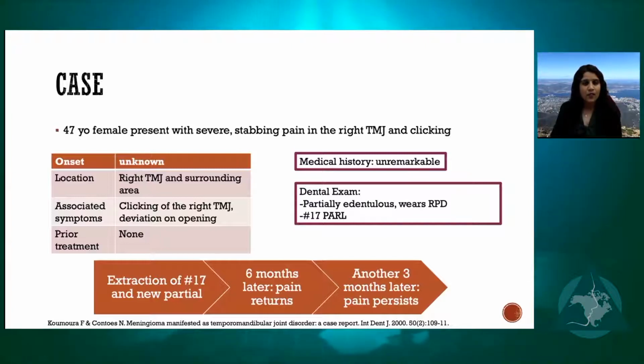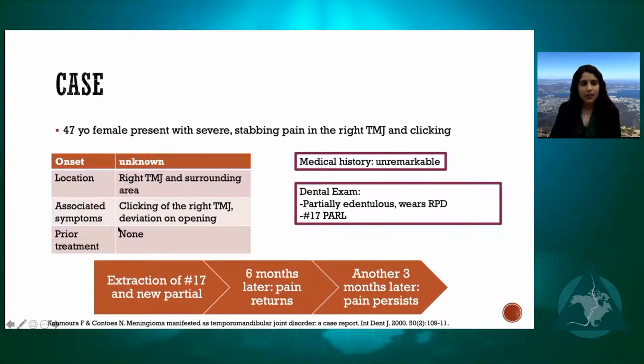So here we've got a 47-year-old female. She came to these authors' clinic describing a severe stabbing pain in the right TMJ, along with having clicking. Now, the onset wasn't described, so it's difficult to know when these symptoms started, but she pointed right around the right TMJ and the surrounding area. And then she said, okay, it clicks, and then the authors noted some deviation on opening.